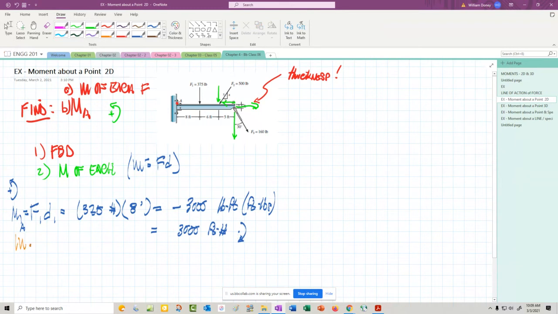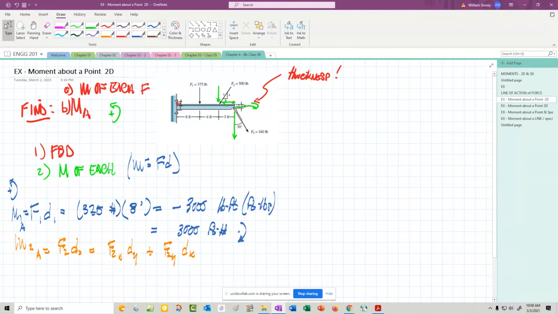All right, what about the moment of F2 about A? So that's going to be force 2 times distance 2. Now we have two forces. We have a force there that's at an angle, so we have to sort of find the components first. So that'll be F2 in the x direction times distance y plus F2 in the y direction times distance x.